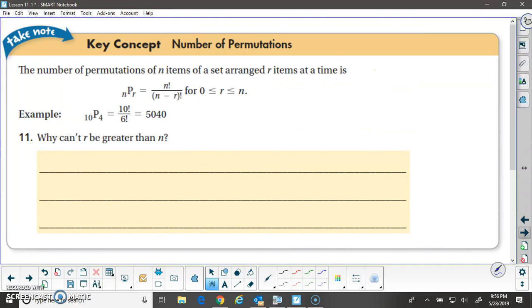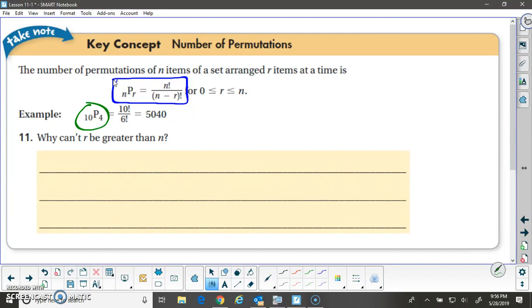So next, the key concept is how we find permutations. And if you look right here, this is how we calculate permutations. Now, permutation of n items arranged r items at a time is done nPr. And so you take the n factorial in the numerator, and you divide by n minus r factorial in the denominator. So here's an example right here. You can see that 10 nPr 4 is equal to 10 factorial over 6 factorial, which is 5,040.